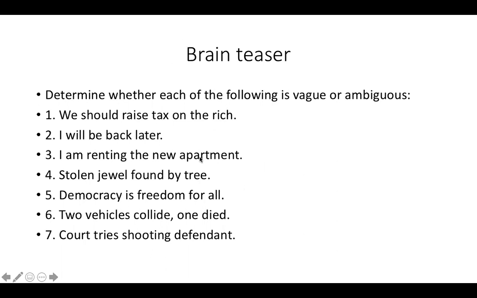Yeah, so the first one is, sorry, the first one is vague. I'll be back later. That's vague too, because later has no clear boundary of application. I'm renting the new apartment. The new apartment, that's vague because we don't know which apartment you're talking about. We have so many apartments in the world.